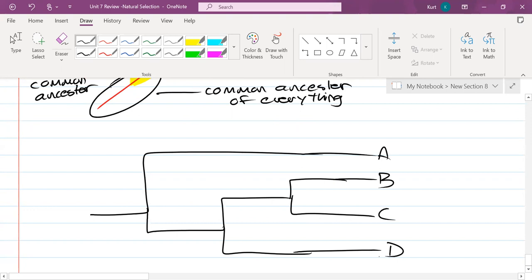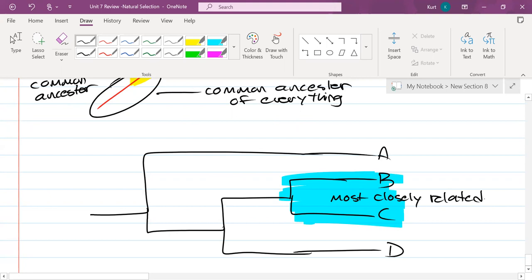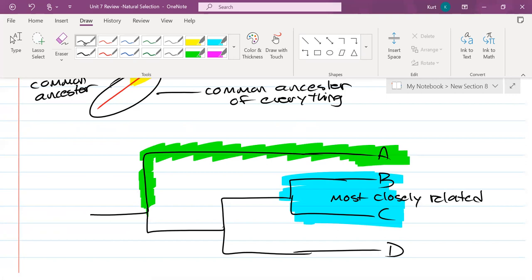What makes you say that, Isabella? Okay, let me phrase this a different way. Same answer. Which species would you expect had the fewest differences in their genetics? That's right. The fewer differences you have, the more closely related you are. What would you call A? What is this called on a cladogram? It's called an outgroup. Very good. It's the first one that breaks off on its own lineage.